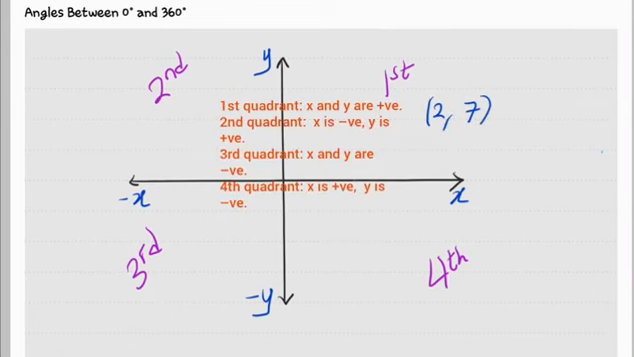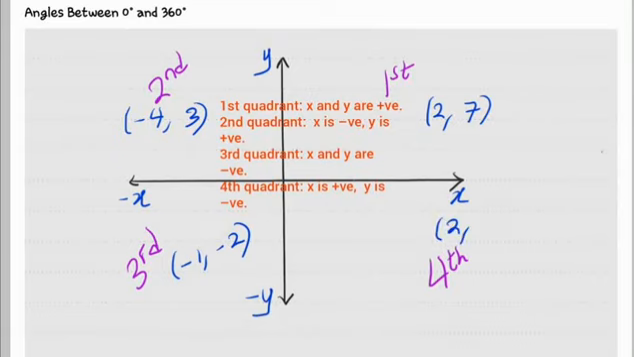For the second quadrant, x is negative, y is positive, so you can have something like -4, 3. For the third quadrant, both x and y are negative, so you can have a point like -1, -2. Then for the fourth quadrant, x is positive, y is negative, so you can have a coordinate like 2, -23.